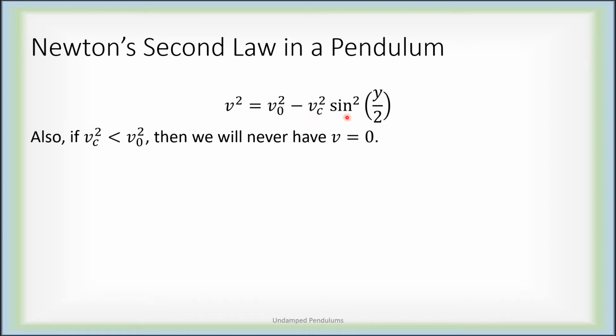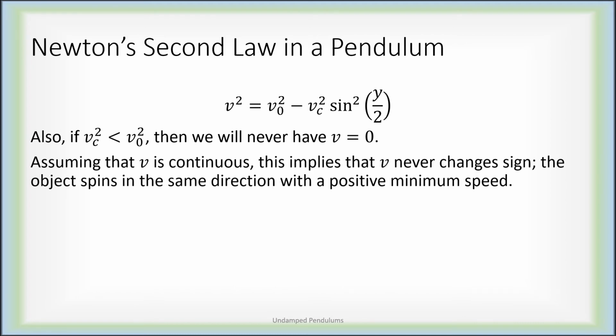Looking back at our solution, sine squared cannot be any bigger than 1. So I have v naught squared minus something. What is the smallest this could be? It's when the thing I'm subtracting is big. Now the biggest this can be is when sine squared is 1. So the smallest this can be is v naught squared minus vc squared. If I make this assumption, then v naught squared minus vc squared is positive, meaning v squared is always positive. Well, if v squared is always positive, it is certainly never 0.